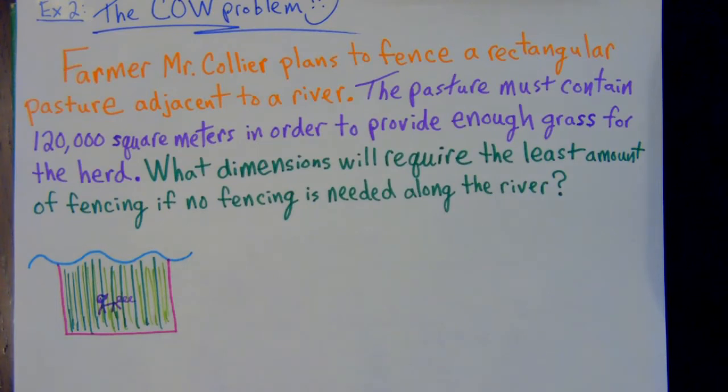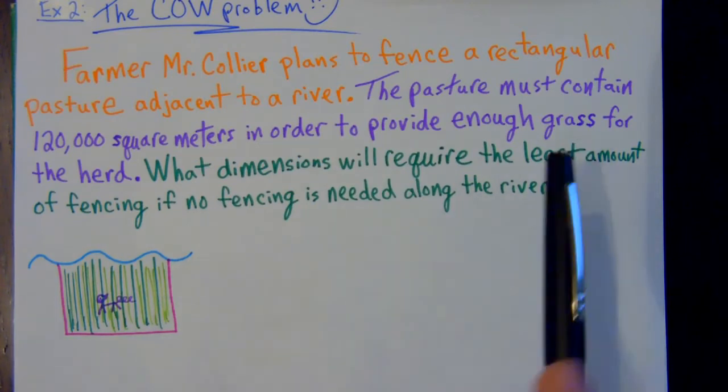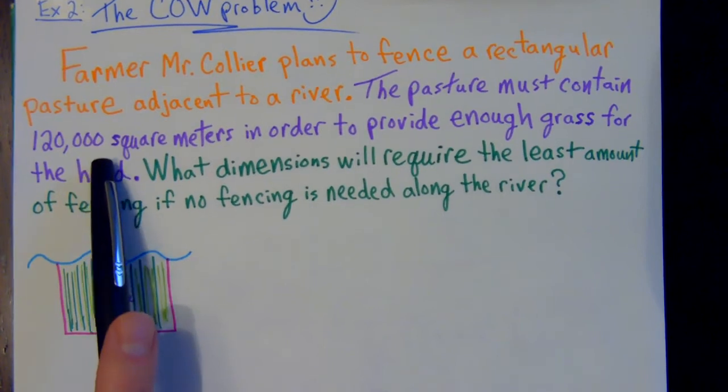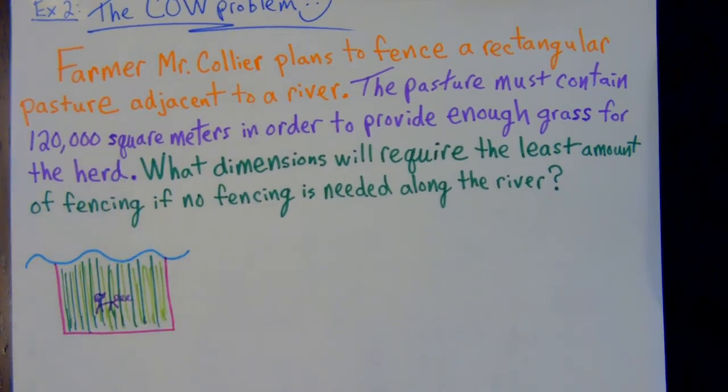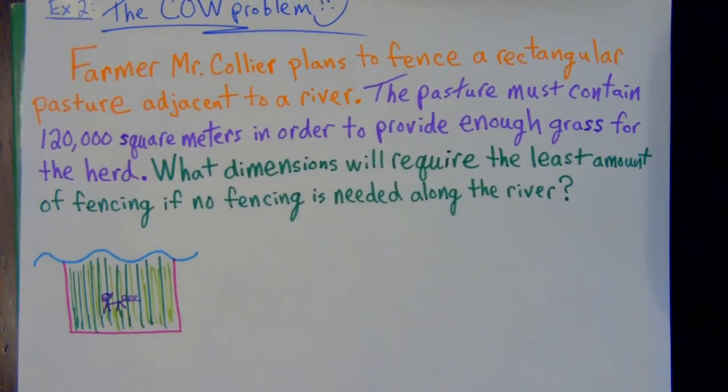But anyways, here's our actual calculus problem. The pasture itself must contain 120,000 square meters in order to provide enough grass for the cows to graze. You want to keep those cows happy. You don't want to compress them too much. What we want to figure out is what dimensions of that mulberry fencing will require the least amount of fencing, if no fencing is needed along the river. So we're going to minimize the amount of fencing, so when we go to the hardware store, we can buy less fencing and save some money. That's a good thing.